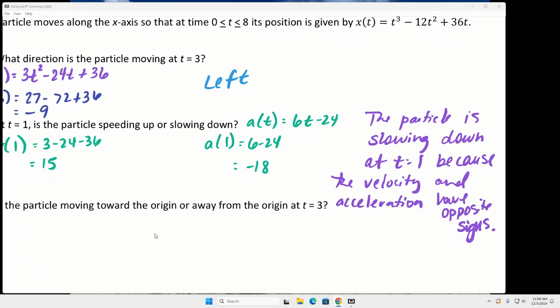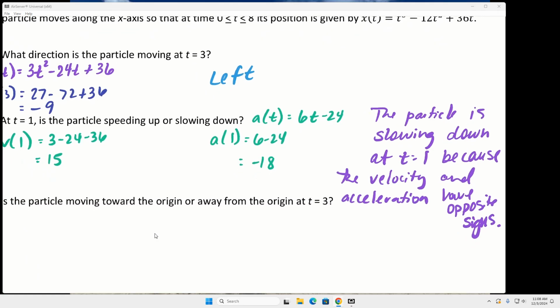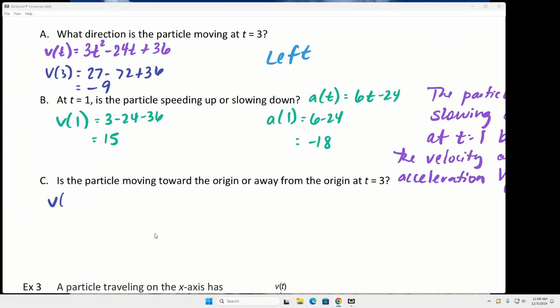Okay, and then C is a question that you kind of see a lot also, and it's easy to get wrong. And so C asks us if the particle is moving toward the origin or away from the origin at t equals 3. Now we've already found the velocity at 3. So we found it earlier in the problem that v of t is -9. Is that enough information to know if we're going towards the origin or away from the origin? It isn't. We have to know where it is at that time.